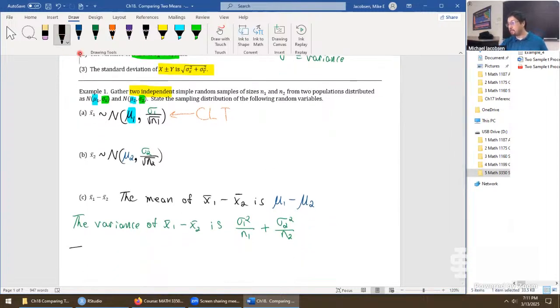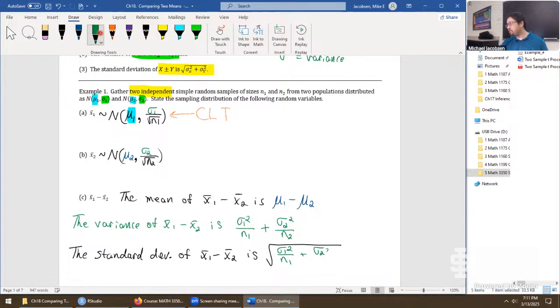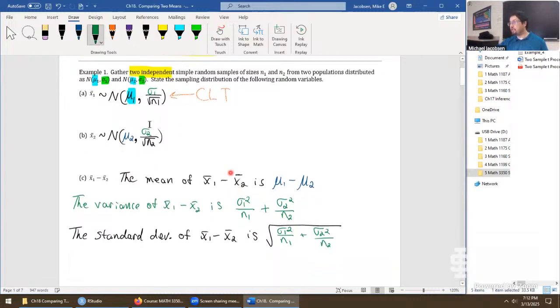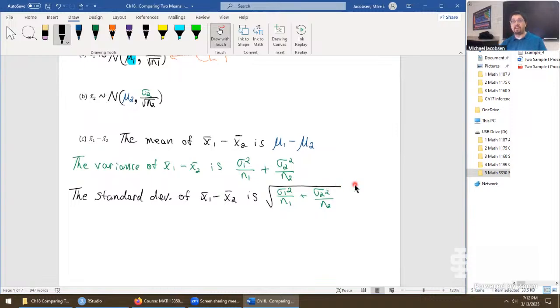So we'll say the standard deviation of x bar 1 minus x bar 2 is the square root of sigma 1 squared over n1 plus sigma 2 squared over n2. At this point, we're about there. We can say x bar 1 minus x bar 2 is distributed as, that's our tilde there, also the normal distribution. That's a big probability theory theorem.